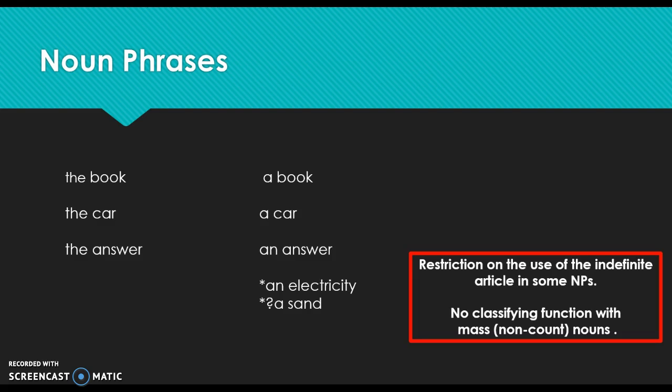in some noun phrases. Now keep in mind, you notice that the and situation is not the root of the problem because it happens to both forms of the indefinite article. And the pattern seems to be that we generally don't use the classifying function with mass, also known as non-count nouns.